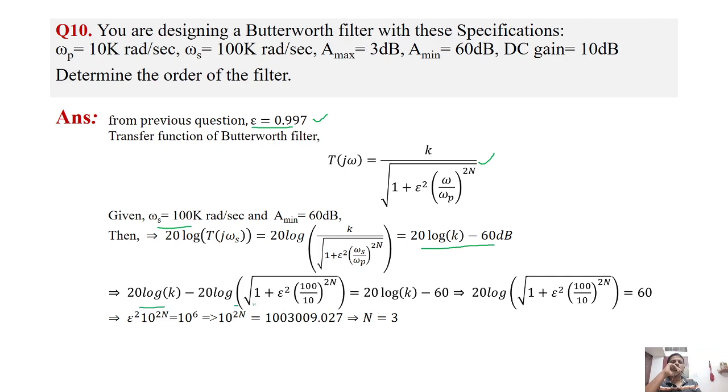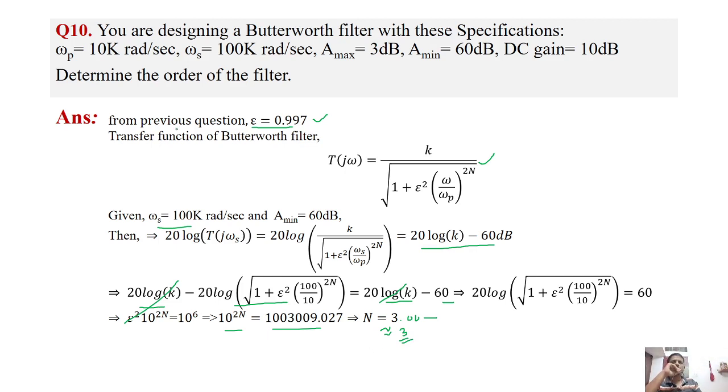So I have split that, and this will cancel off. Okay, just a few computations, we'll get 10 power 2n equal to this term. So what is n? The n value will be 3.00 something, so we can take it as 3. So n equal to, order is 3.